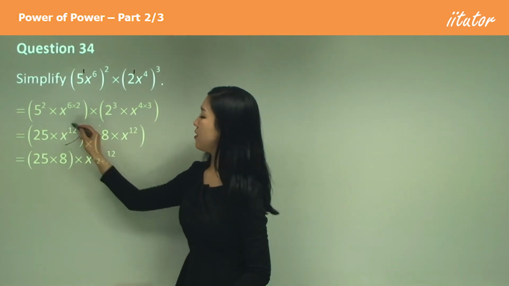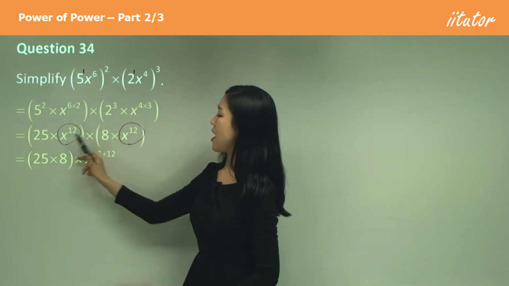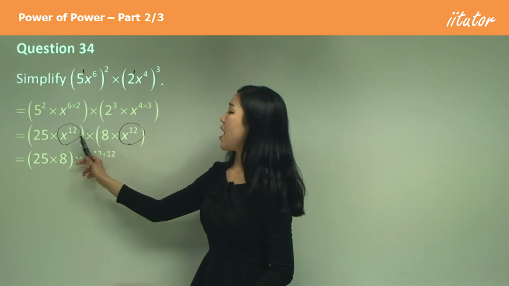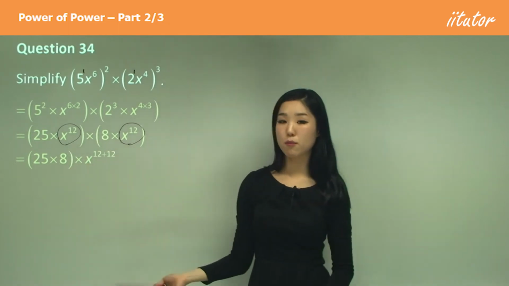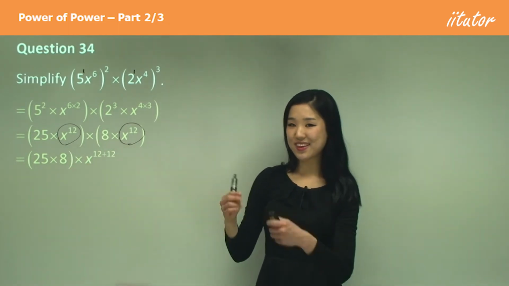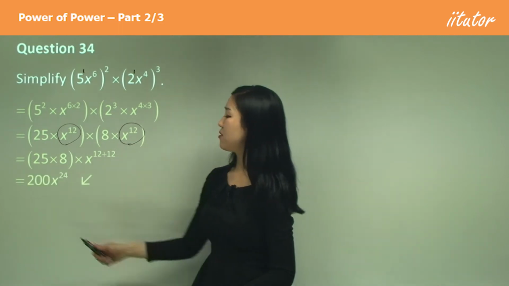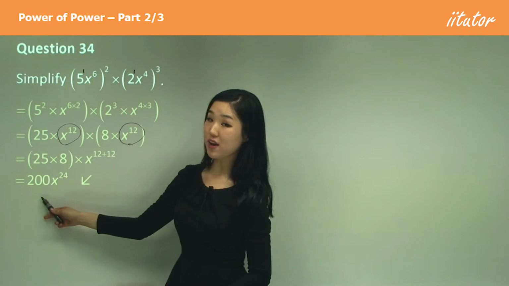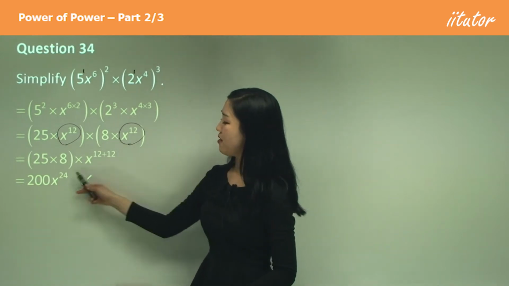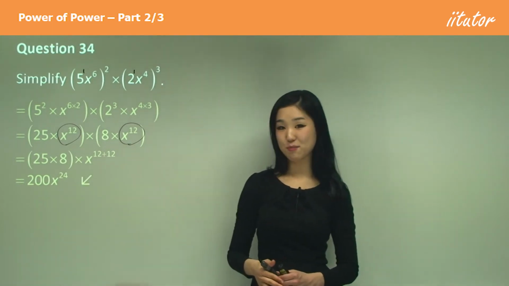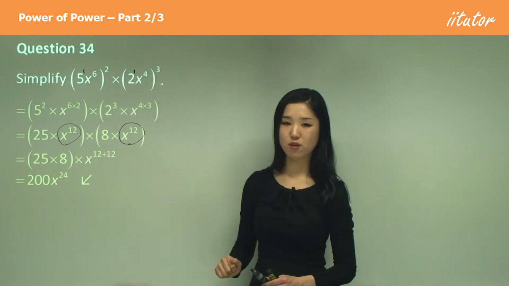And see how here, they both have the same base of x. And we're multiplying, so what do we do when we're multiplying? We add the indices. So we're going to add 12 and 12 together, which becomes 25 times 8 is 200, and 12 plus 12 is 24. So that's how I simplify them in a step-by-step process.